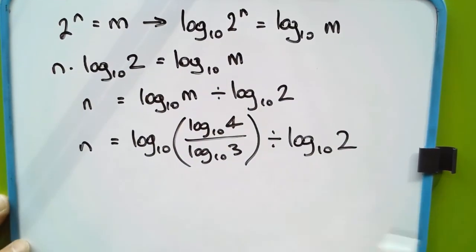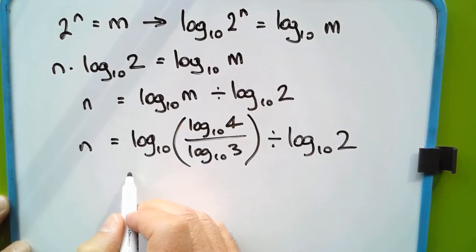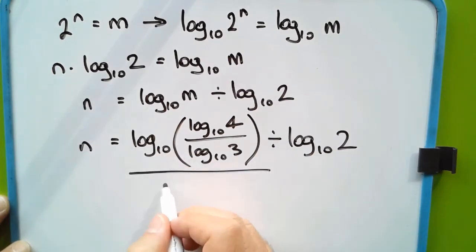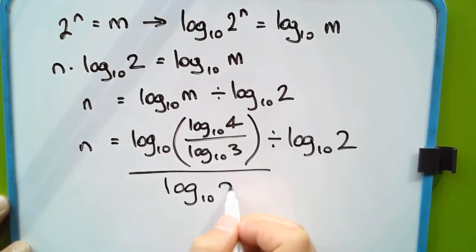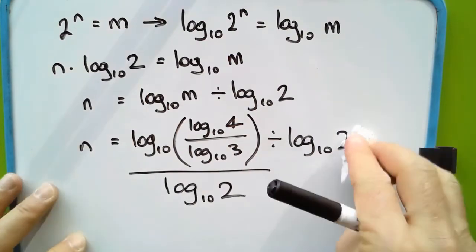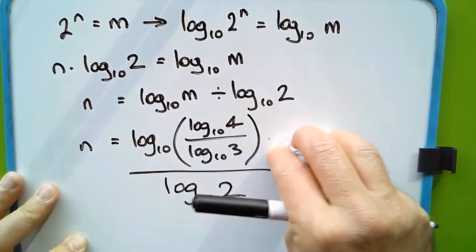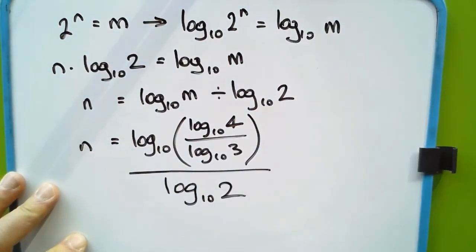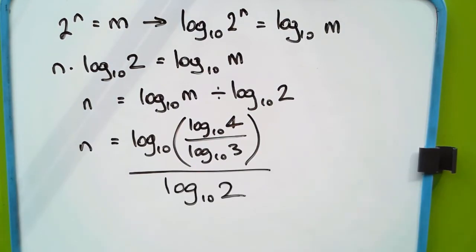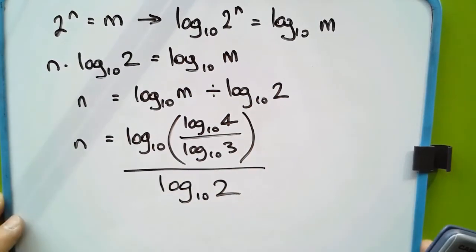I could have written it as a fraction. I could write it as all over log base 10 of 2. In fact, I could do that if I wanted to, but it wouldn't change the answer and it would still be equally valid. And that is our exact form answer. So either way, whether you use the division notation or use fractions, it's fine.